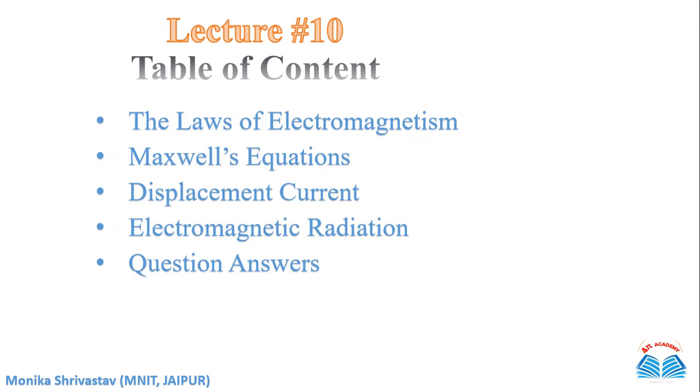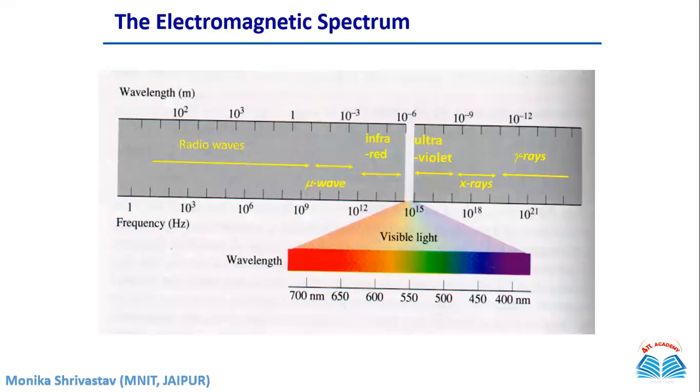In this lecture, first of all, we'll introduce the laws of electromagnetism. Then we'll introduce Maxwell's equations in electromagnetic fields. Then obviously in Maxwell's equations there is the concept of displacement current and displacement vector. So I'll tell you how displacement current is generated, and at last I'll tell you about electromagnetic radiation, and we'll do some questions and answers.